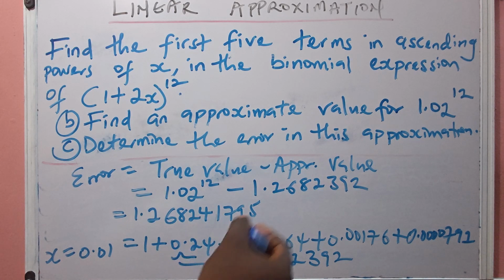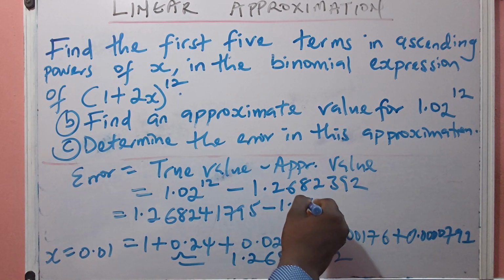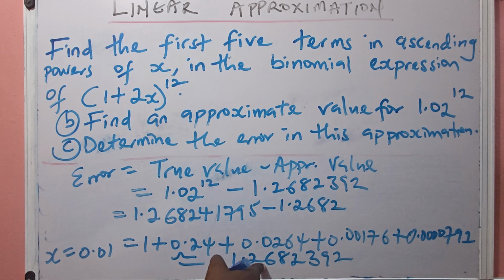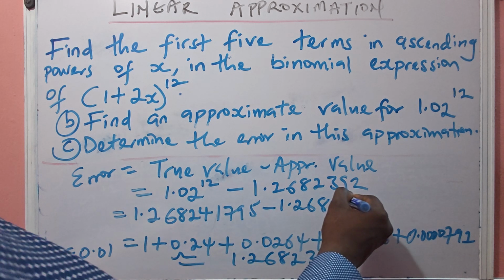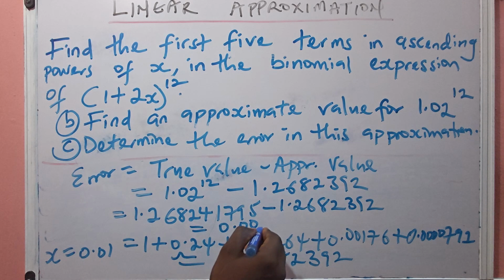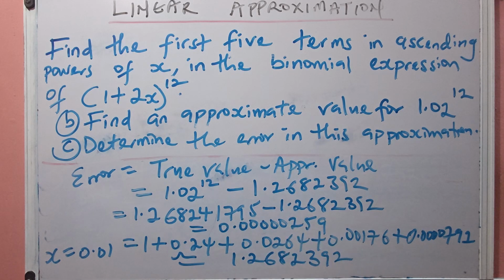So you don't have to get a value that is very far apart. Like for instance, imagine you got your approximate value to be 1.5. That's telling you you are wrong already. So you have to be very careful. Of course, if you go on to solve this, the error will be 0.000000259. That's the error. You can see it is small, but of course still significant when talking about error.